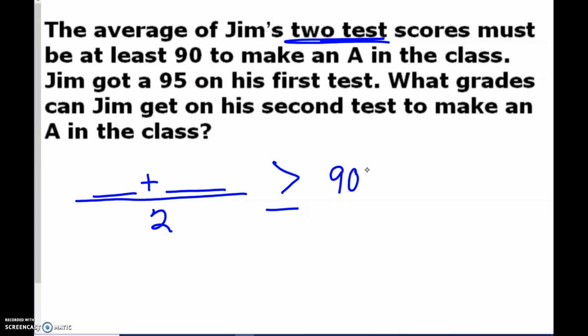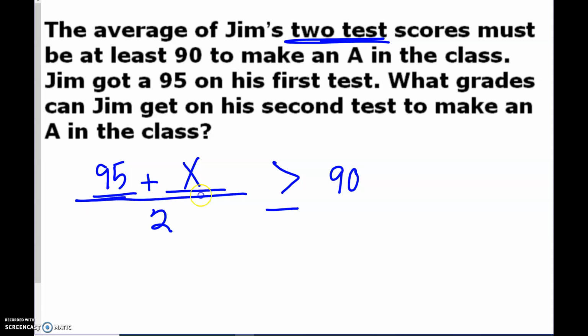Okay, so Jim got a 95 on his first test. What can he get on a second? We don't know what that is, so that's when we give it an X. So first test is 95, second test, we don't know. That's what we're trying to find out. What does he have to get in order to keep an A average or above 90%?